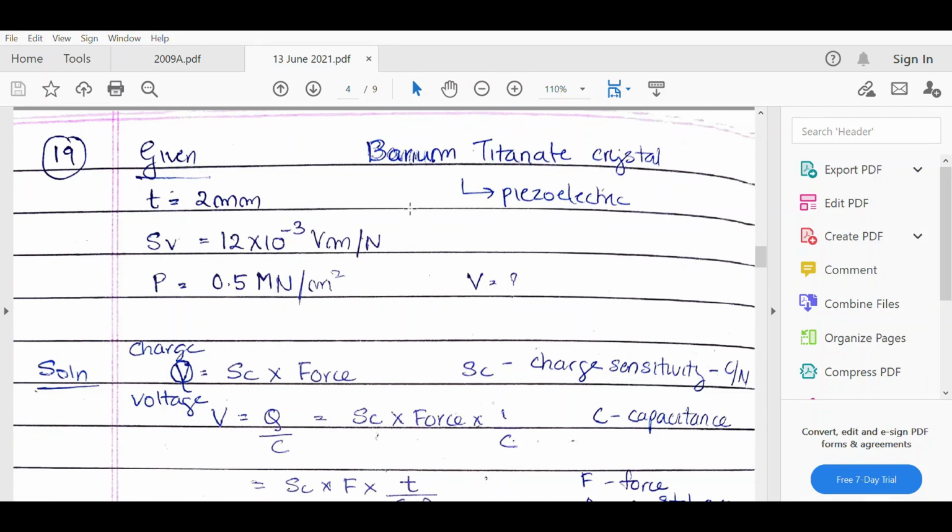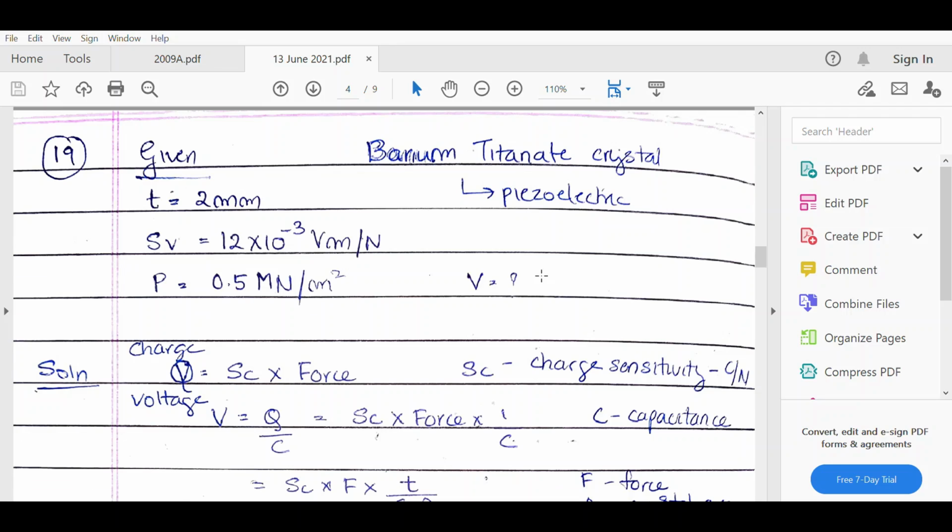let us first see the given data. They have given us the case of a barium titanium crystal, which is a piezoelectric material, and they have given us the thickness 2 mm, the voltage sensitivity, that is 12 into 10 to the power minus 3 volt-meter per Newton, and they have given us the pressure that is applied, which is 0.5 meganewton per meter square, and we have to determine the voltage that is generated.